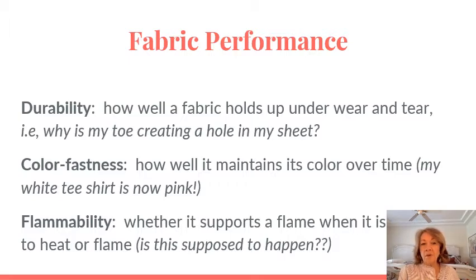Also, flammability. We want to know whether it supports a flame when it is exposed to heat or flame. You saw a little bit about that in the video that you watched for this class. We're also going to watch another video that tests fabric for color fastness. This is extremely important, not only for home applications, but for commercial applications. And as an interior designer, you'll need to know what the local building codes require. We mentioned that in class last week, but flammability, color fastness, durability, all things that we expect in our fabrics.